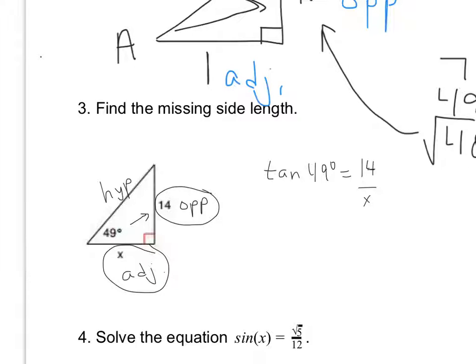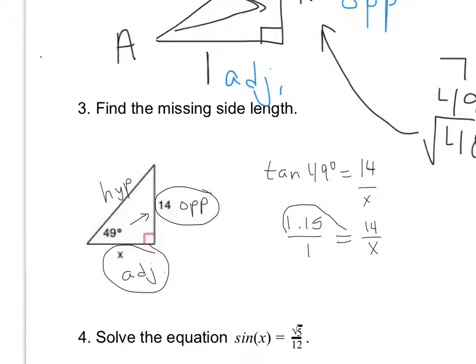We can just put it in the calculator. Tan 49 is going to give us 1.15. So, all right, this is 1.15 over 1 equals 14 over x.